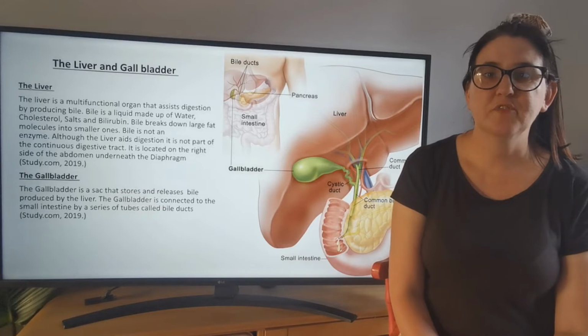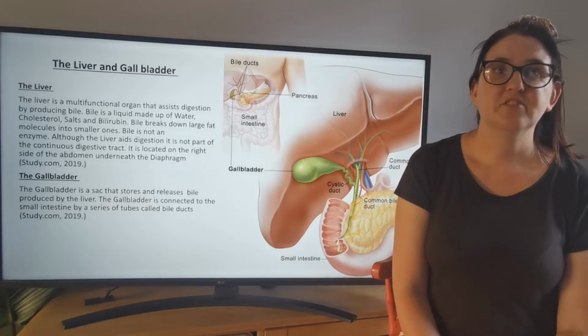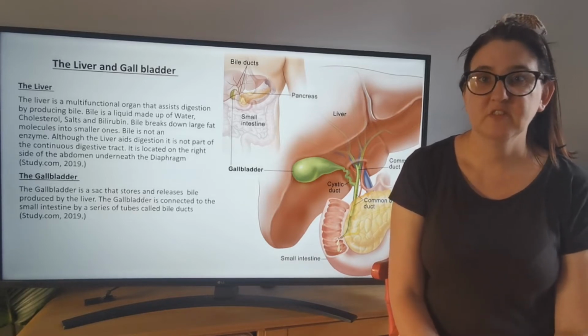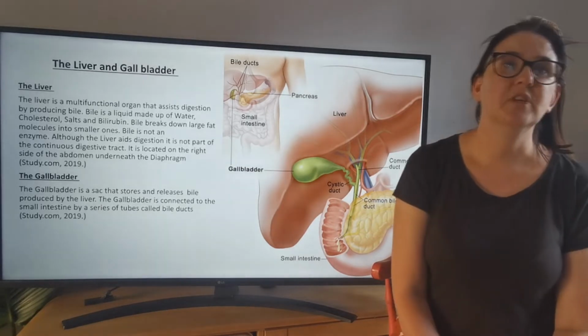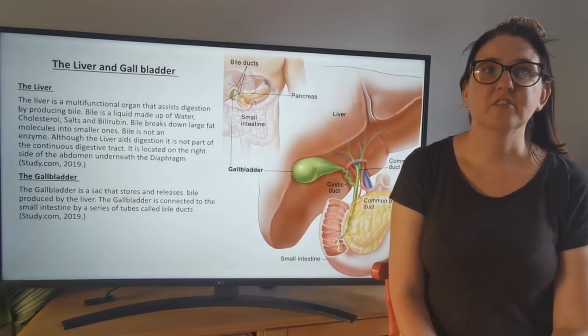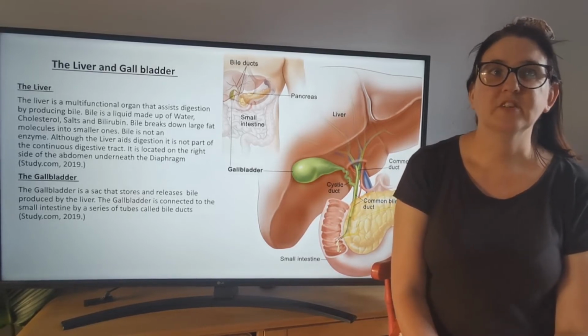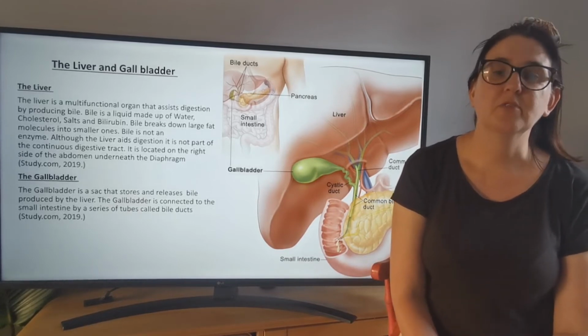Bile breaks down large fat molecules into smaller ones, but bile is not an enzyme, and although the liver aids digestion, it's not part of the continuous digestive tract. It is located on the right side of the abdomen underneath the diaphragm. The gallbladder is a sac that stores and releases bile produced by the liver. The gallbladder is connected to the small intestine by a series of tubes called bile ducts.